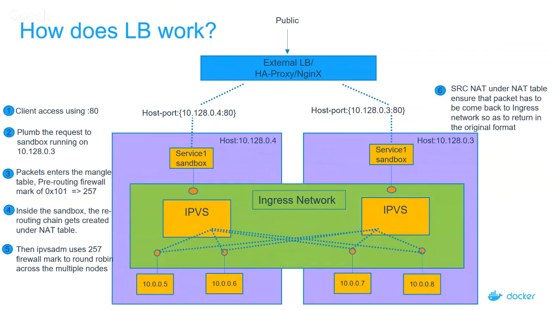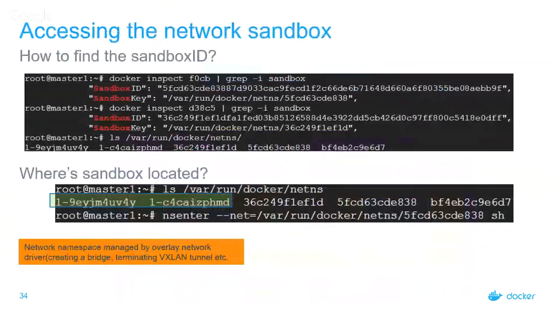And the source NAT comes into the picture under the NAT table to ensure that the packet comes back to the ingress network so that it returns in the original format. If you want to see a snippet of this, you can find the sandbox ID through docker inspect for a particular service name, and you will see that it has a sandbox ID and sandbox key. This is located under /var/run/docker/netns, which is where the network namespace comes into the picture, managed by the overlay network.